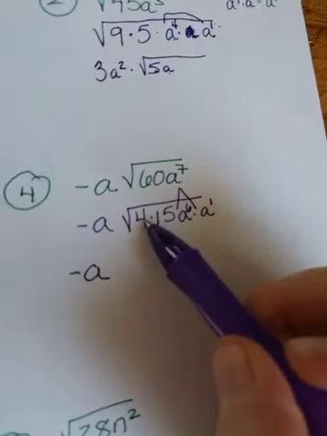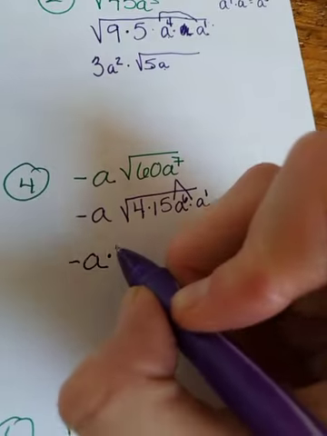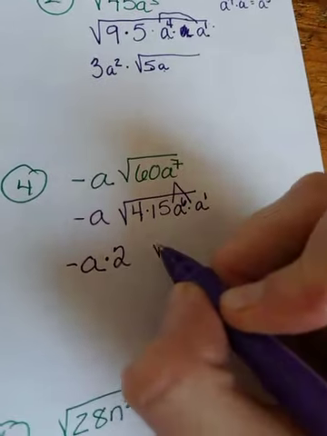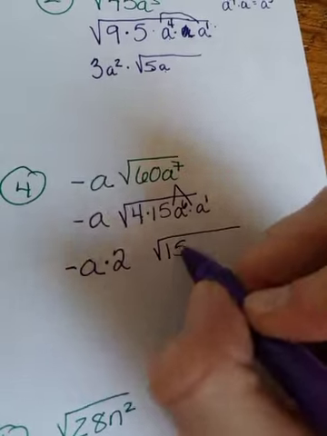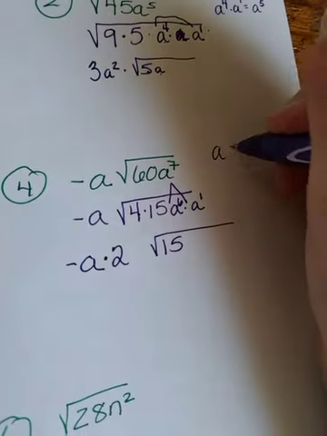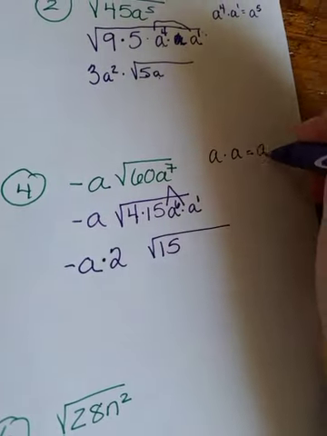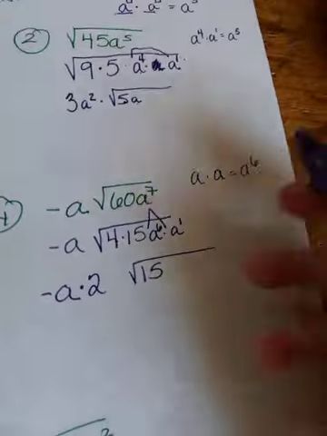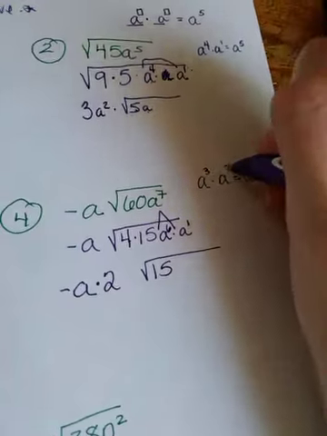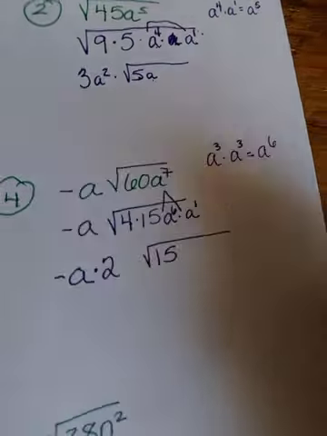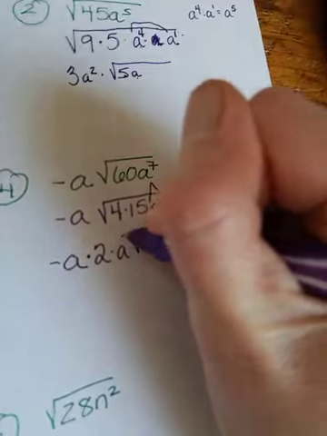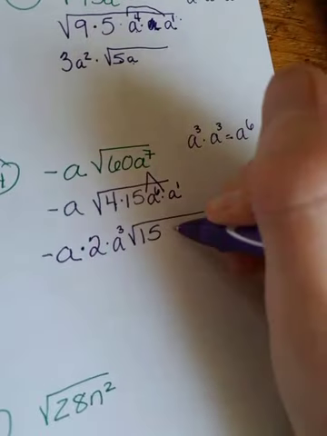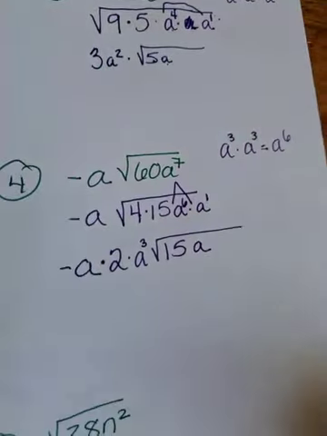Here we go. What's the square root of 4? 2. Square root of 15? Can't do that, so that goes inside. A to the 6th. A to the what times a to the what gives you a to the 6th? Remember, it has to be the same exponent. And that's going to be 3 and 3, because 3 plus 3 is 6. So this is an a cubed. A to the first, can't take the square root of that.